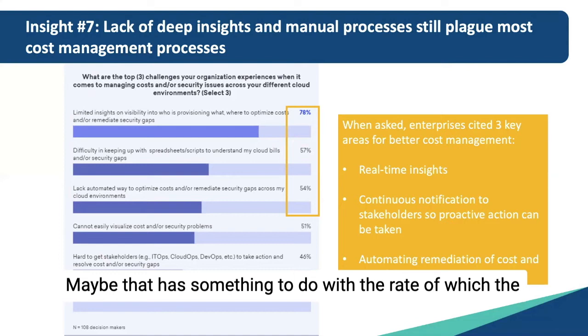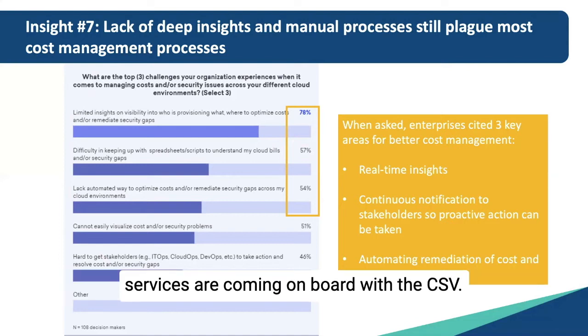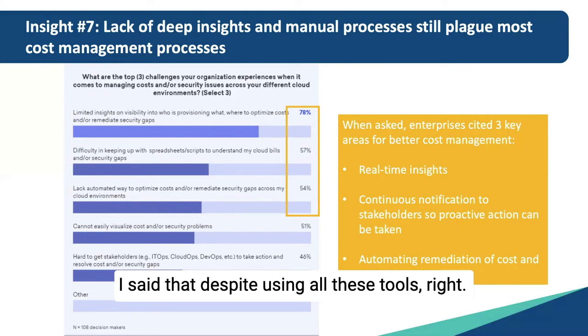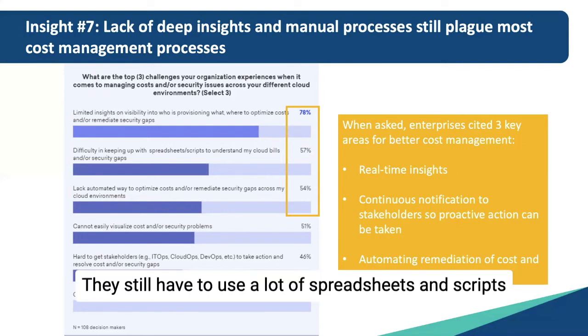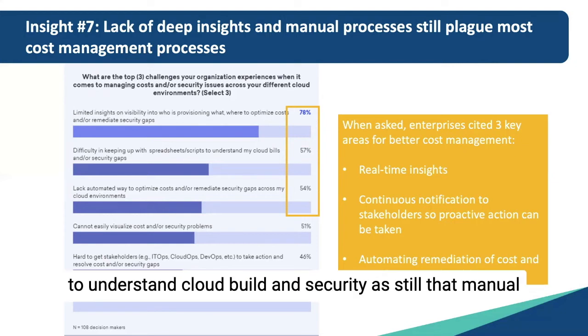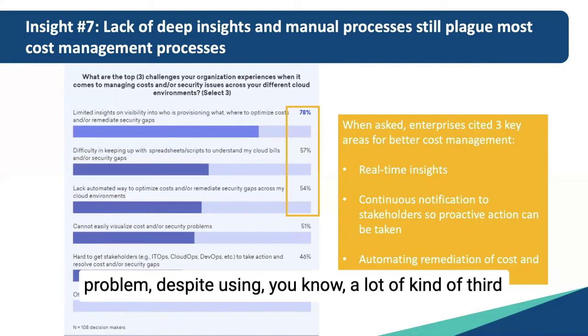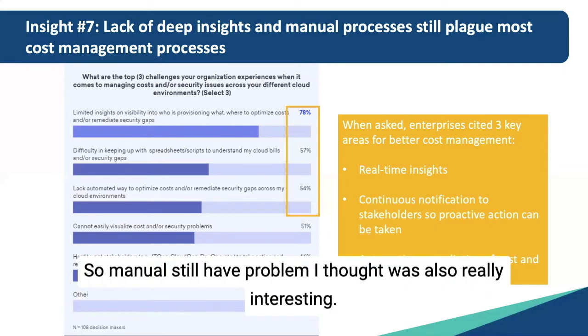And maybe that has something to do with the rate at which these services are coming on board with the CSP. 57% said that despite using all these tools, they still have to use a lot of spreadsheets and scripts to understand cloud bills and security gaps. So still that manual problem, despite using a lot of third-party tools. So manual is still a problem.